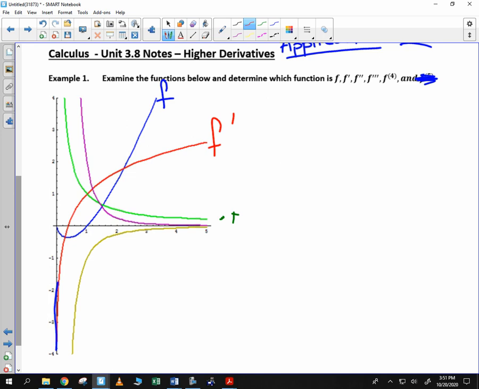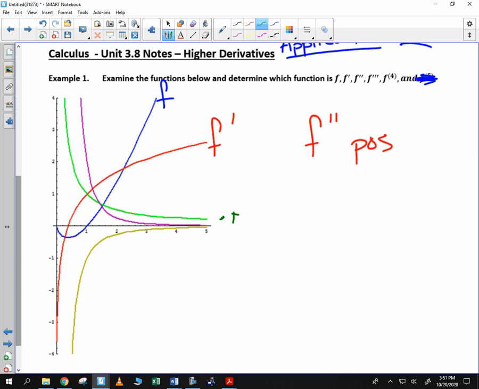Well, if the red one is f prime, then let's talk about that derivative. The derivative of f prime, the derivative of the red, is always positive. So f double prime is always positive. So that means it's going to be above the x-axis. So I've either got the green one or the purple one. Which one is it going to be, the green one or the purple one?